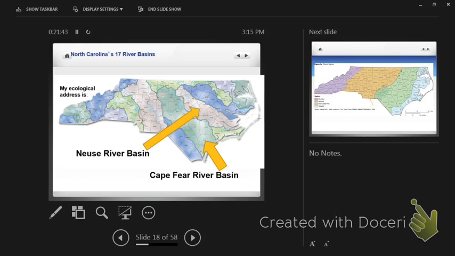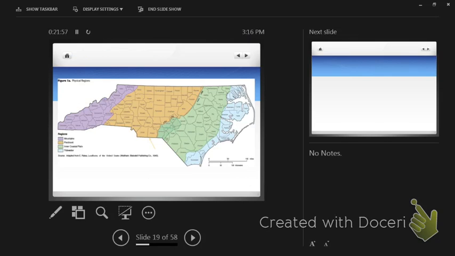And these are the two largest contained basins in our state. The Cape Fear dumps out down here in Wilmington, and the Neuse again dumps into the Pamlico Sound right here at New Bern. This map includes the fall line.